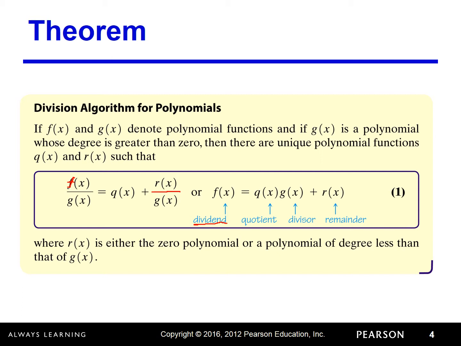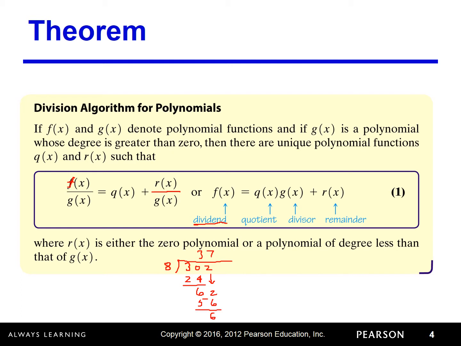Let f of x be 302 and g of x be 8. Well, 8 doesn't go into 3, 8 goes into 30 3 times. Multiply, you have 24. Subtract, you have 6. Bring down the 2. And 8 goes into 62 7 times. 7 times 8 is 56. Subtract, and you have a 6.